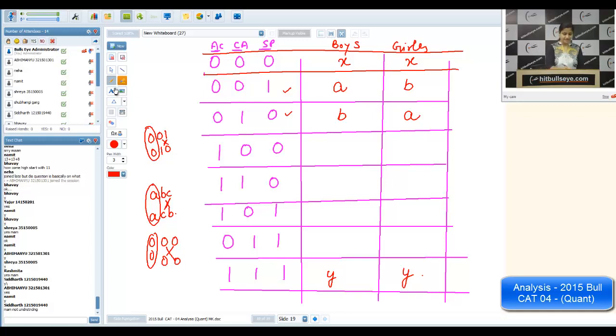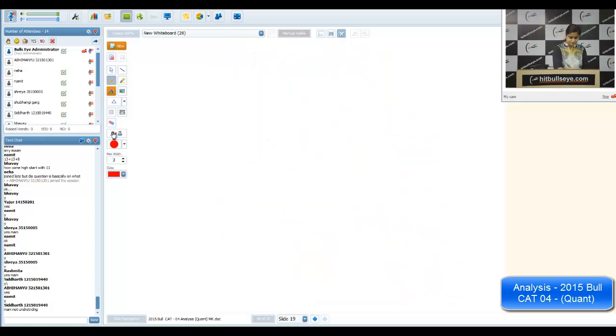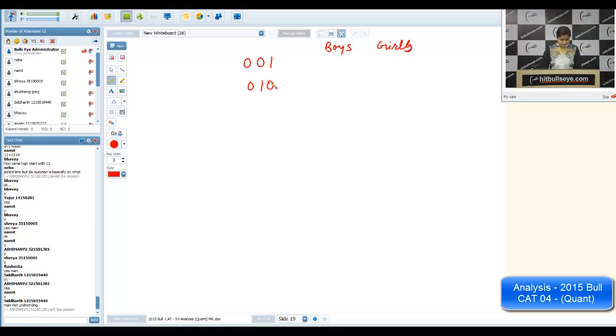Siddharth, what is the thing given? See, again, I'm reading that line. The line was, the number of boys with grades A, B, C. Let me use another board. Say, the grades are 001. We are talking about boys and girls. The number of boys with grades A, B, C is equal to the number of girls with grade A, C, B.